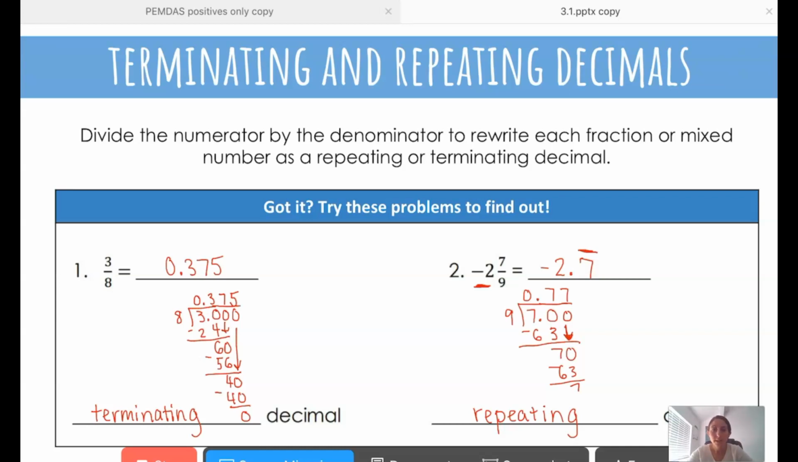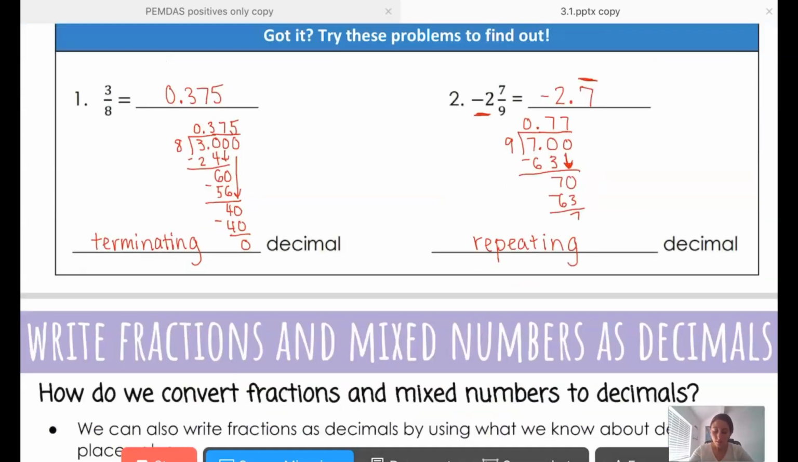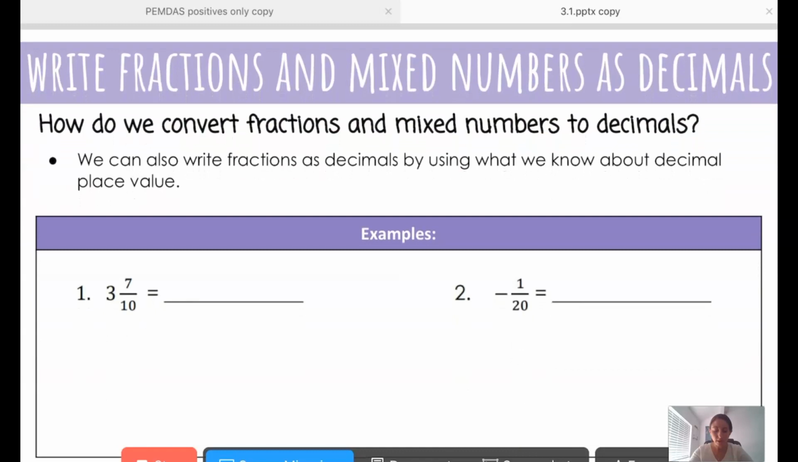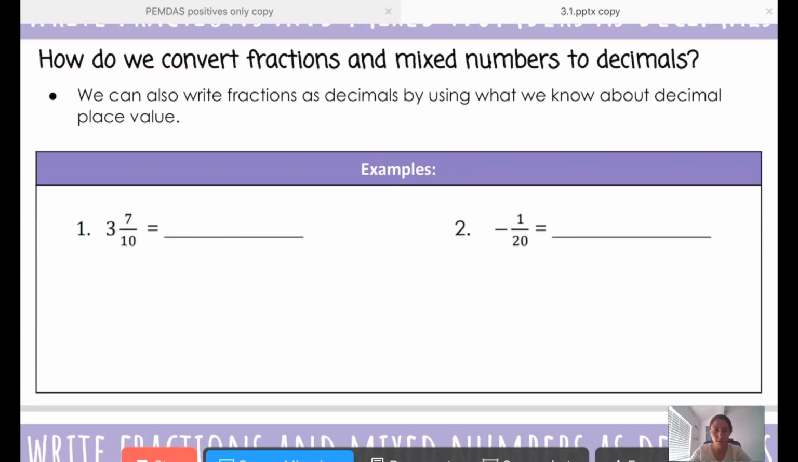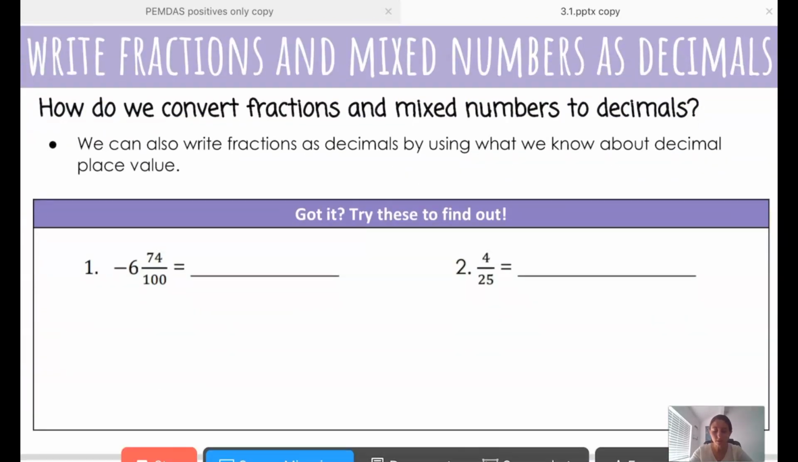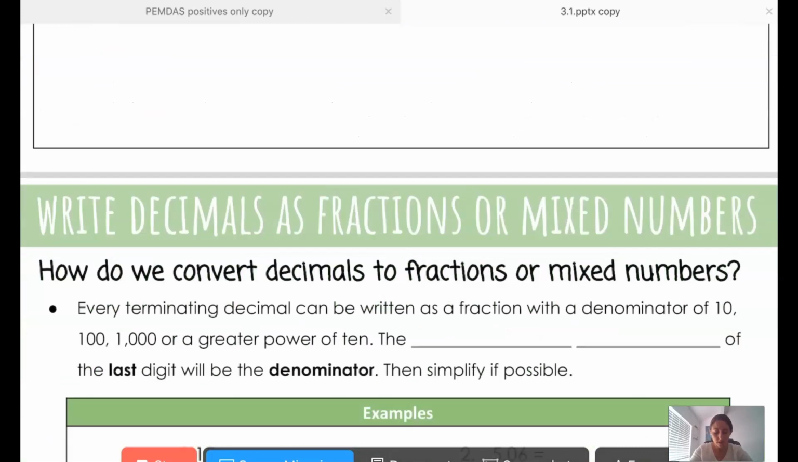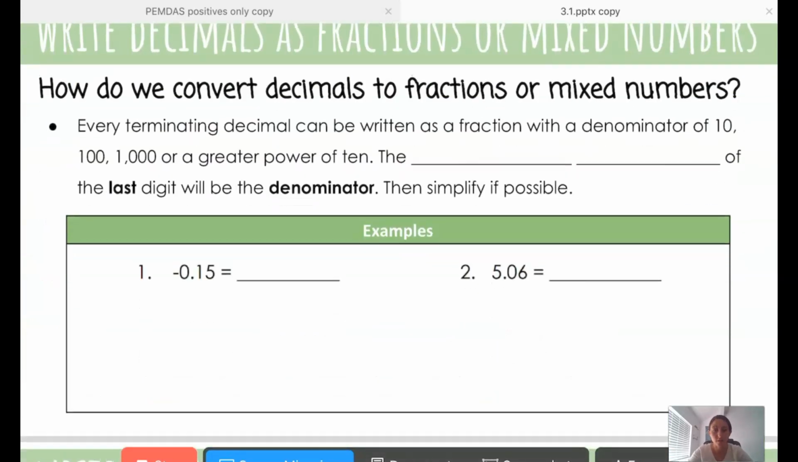All right, so we're going to stop here on this back side of the notes, and then we're going to do some practice with this tomorrow. And then we will do the rest of this note page on Monday, so do not lose it and make sure you have it on Monday, because on Monday we're going to continue and start looking at other ways we can write fractions and mixed numbers as decimals, so some easier ways sometimes. And then we're going to look at converting decimals to fractions.